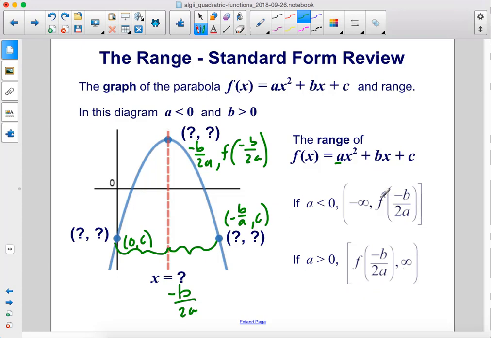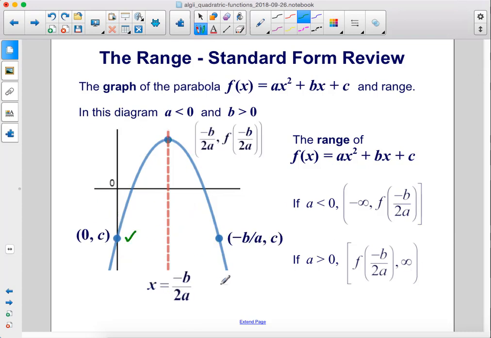Here we have the range. So if a is less than 0, we're going to have a maximum point here. The vertex is going to be the highest point. So the range will be from negative infinity all the way up to this value here, which is f of negative b over 2a. If a is greater than 0, it's going to be an upward facing parabola, and the range would be from this value here, which is f of negative b over 2a, up to positive infinity. And here we have it.